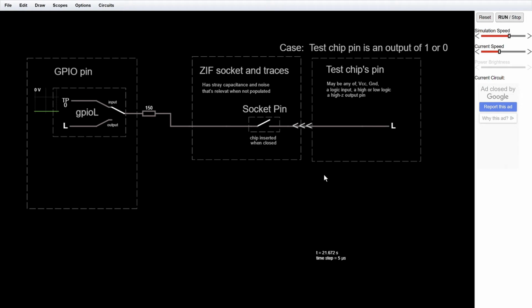The next case is pretty straightforward too. The test chip in this case, its pin is an output. So if we want the GPIO input pin to be enabled, we put the test chip into the socket, and then as the output of the test chip goes from 0 to 1, that's sensed by the GPIO input pin.